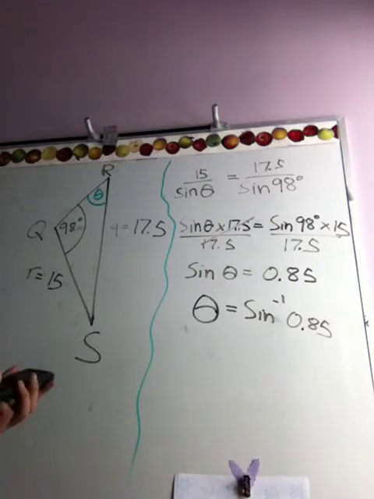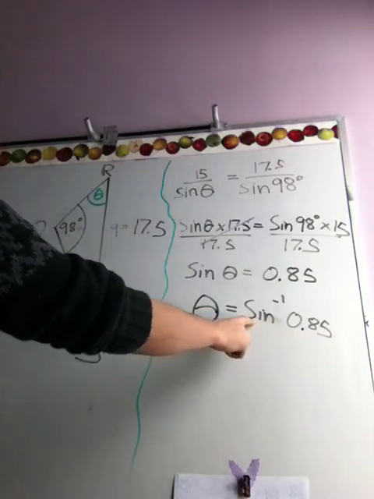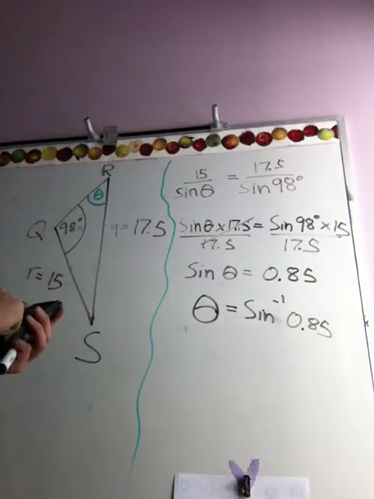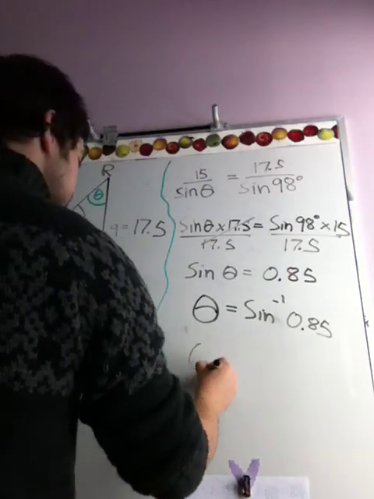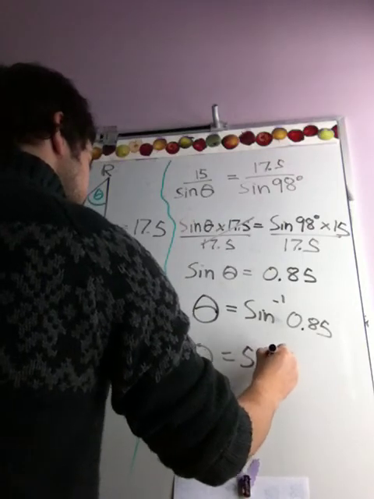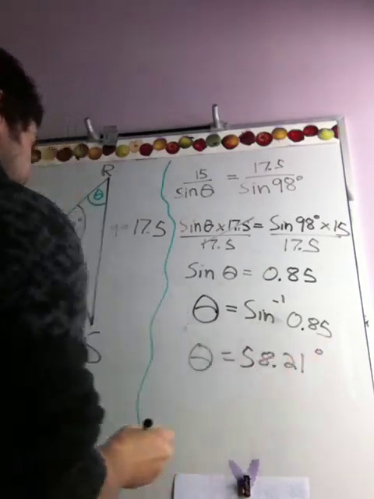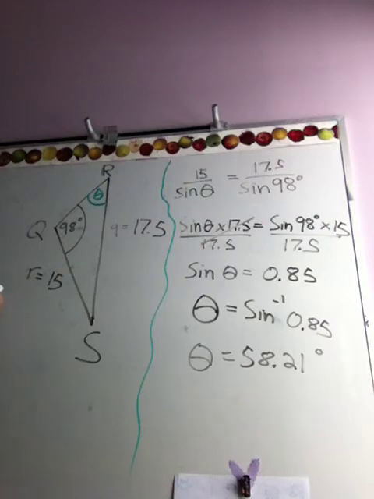And one last step on our calculator. Number first, then shift sine. 0.85, shift sine. 58.21 degrees. And that's reasonable, because this 98 plus that 58 is roughly 160. So that leaves 20 degrees for this angle right here. And that looks pretty reasonable to me. So that's using the law of sines to find the measure of missing angles.